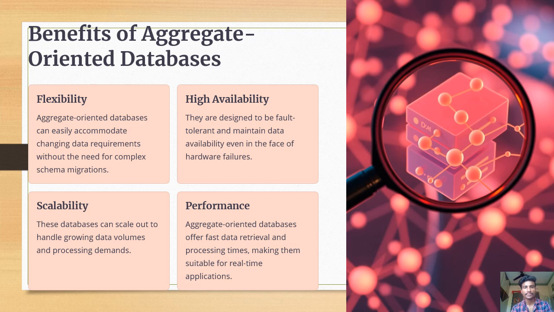Benefits of aggregate-oriented databases. First one is flexibility. Aggregate-oriented databases can easily accommodate changing data requirements without the need for complex schema migrations. In high availability, they are designed to be fault tolerant and maintain data availability even in the face of hardware failures. It is scalable because these databases can scale out to handle growing data volumes and processing demands. Aggregate-oriented databases offer fast data retrieval and processing times, making them suitable for real-time applications.